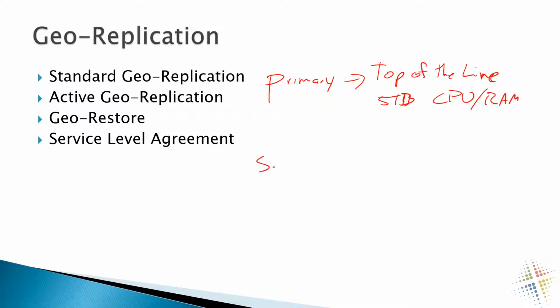But then my secondary can just be simply a warm standby. Not quite as much CPU, not quite as much RAM, just simply enough in order to have the system running, and then it just simply replicates from primary to secondary. If the secondary is ever needed, bring it online. Up it to a higher CPU system, and we're golden.